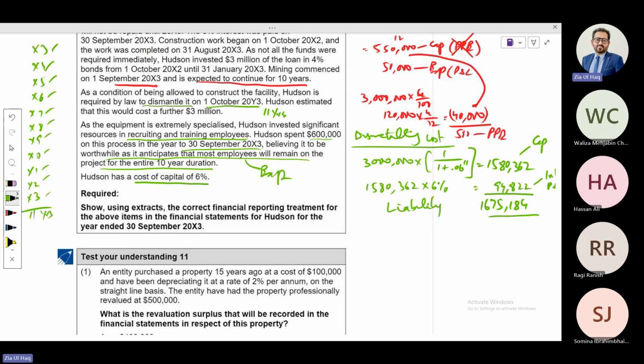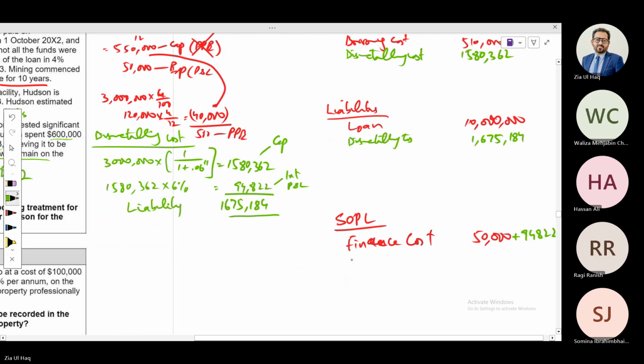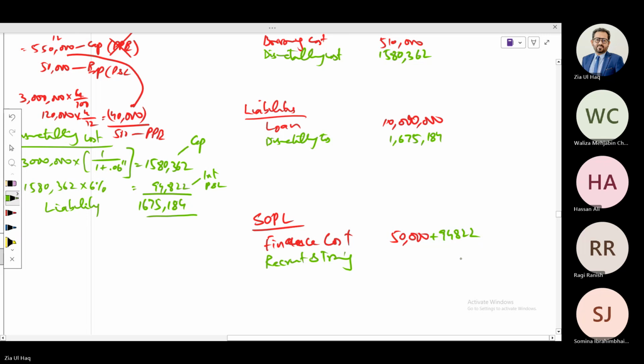Where should it be recorded? Here. Recruitment and training cost. How much is that? 600,000. How much is it by adding both these? 94,822 plus 600,000. So these should be recorded under the statement of profit and loss account.